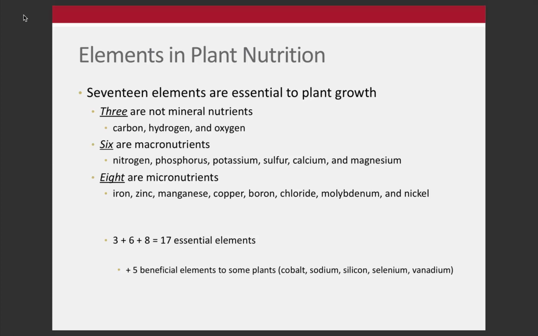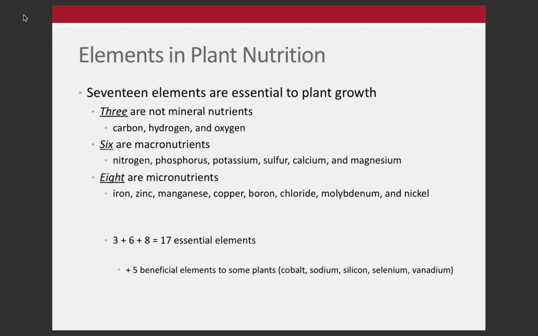And now on to micronutrients, and there's 8 micronutrients, so there's quite a few, and they can be kind of tricky to all keep track of. So they're listed here: iron, zinc, manganese, copper, boron, chloride, molybdenum, and nickel. And also talk about 5 beneficial nutrients. We'll talk about some of these a little bit next lecture: cobalt, sodium, silicon, selenium, and vanadium. But again, this is the definition of what's essential.